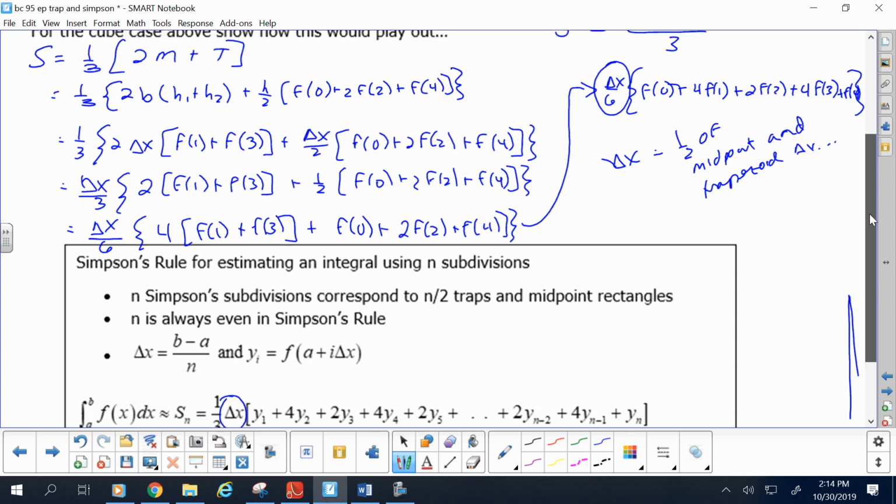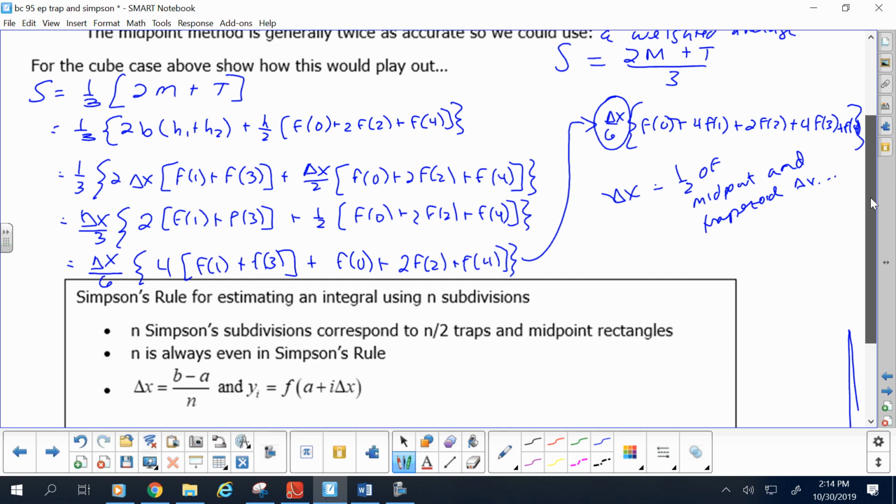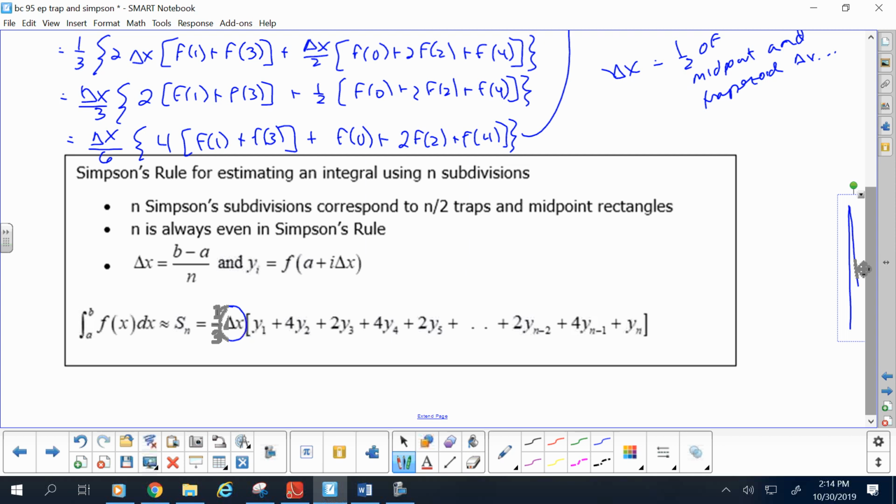But we'll still find it the same way. So what I want you to understand then is why that delta is over 6. The formula is really delta x over 3, where this 3 represents the weighted average idea. And the over 6 really says, because we have twice as many subdivisions when we combine the 2. Now, don't worry about the delta. It'll be fine. The delta x over 3 and delta x over 6, I'll come to that.